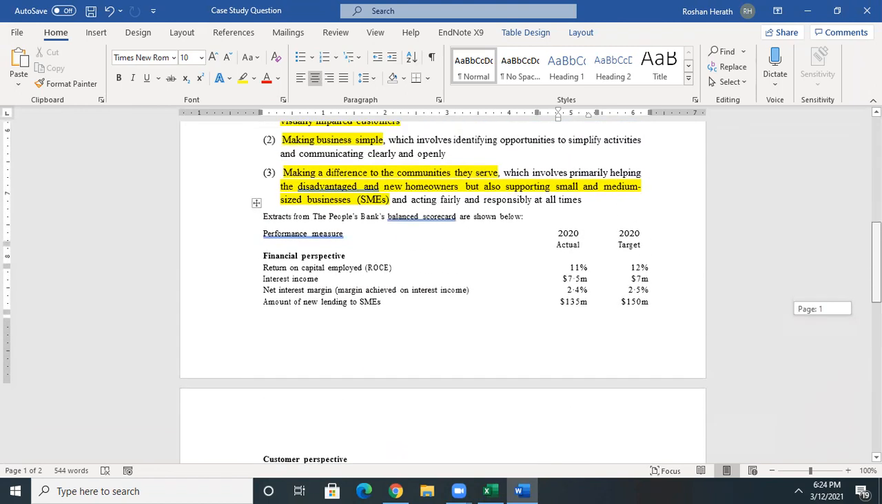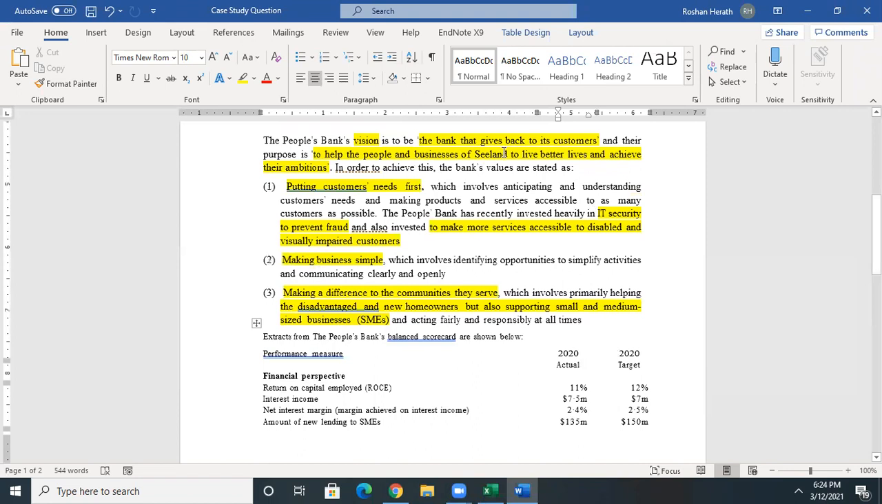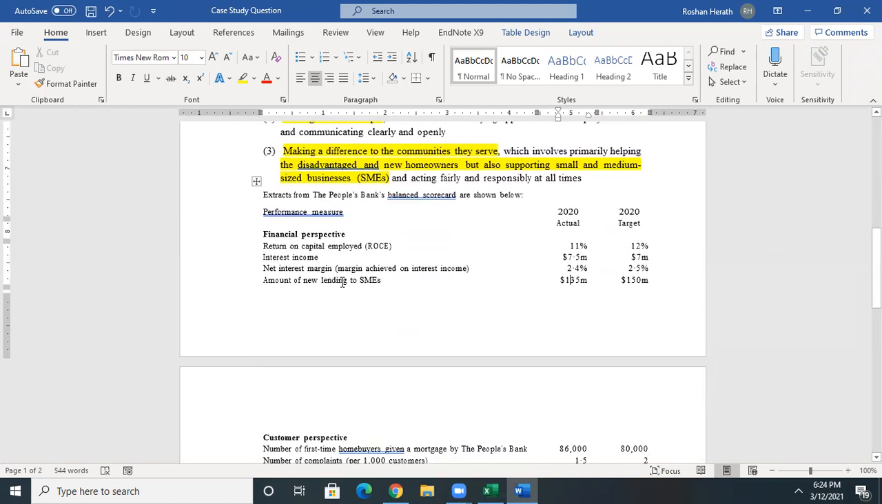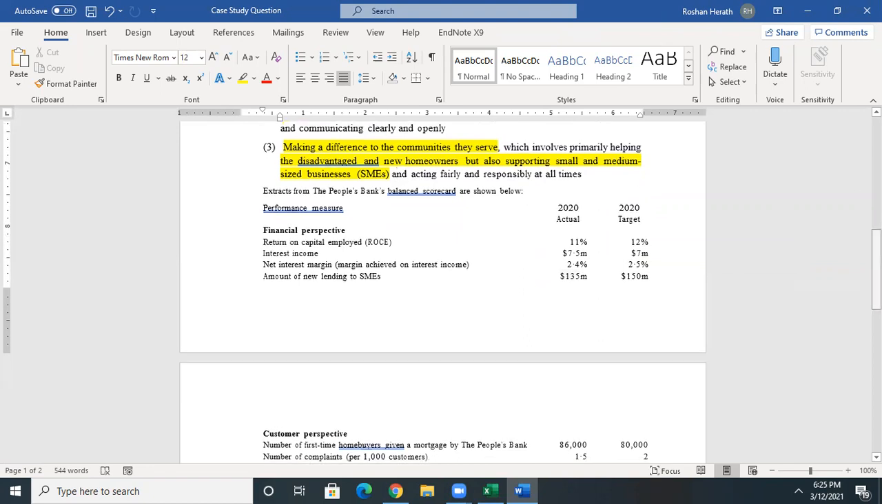Therefore it's not a big problem because we are pursuing our vision. No problem. But one thing that you need to highlight here is the amount of new lending to SMEs, which is something less. You planned for this and this is what you ended up with. So the worrying point is there. It's about supporting small and medium-sized businesses.